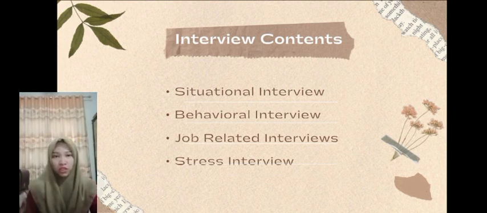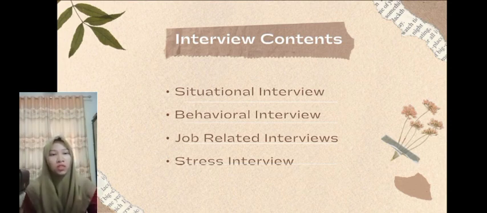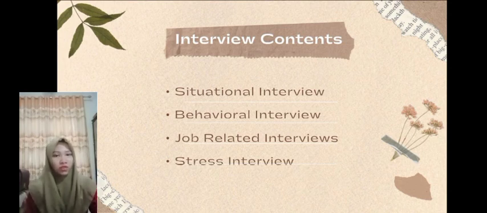The first, situational interview. The questions asked focus on the applicant's abilities in responding to a situation that exists now and in the future. This is a situational hypothesis. And number two, behavioral interview. The questions asked are focused on the applicant's abilities in response to a situation that occurred in the past.